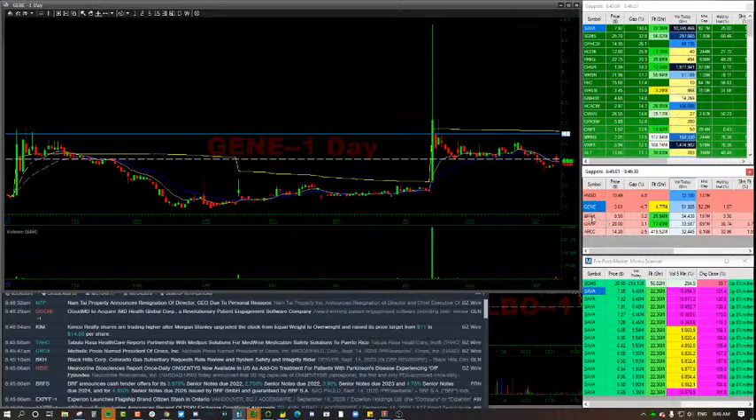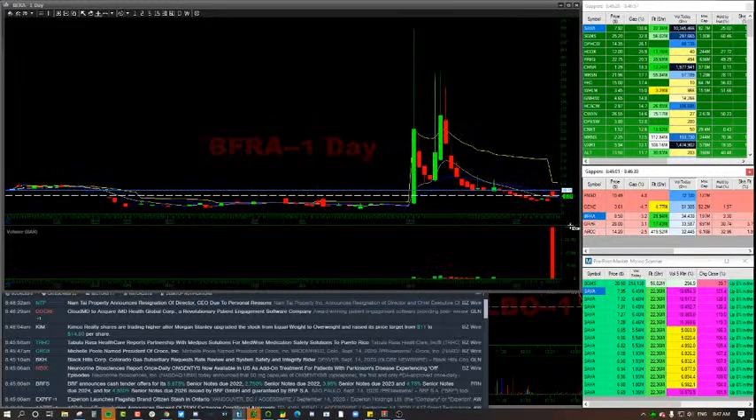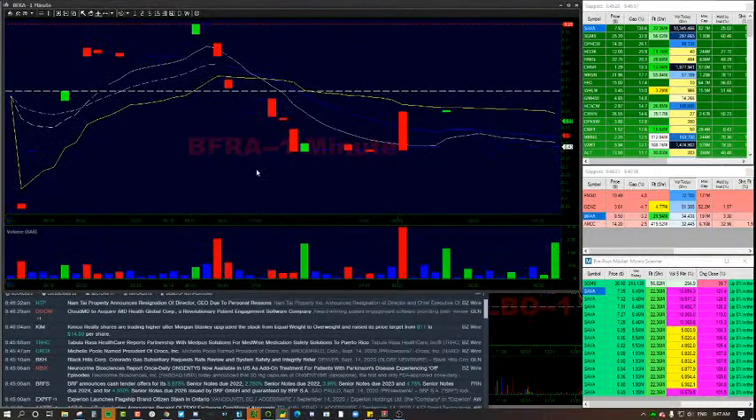Also, some of them tend to bounce, so you can keep them on your watch list. But they're pretty quiet. There's nothing going on here. SAVA and SGMO are the only stocks that are kind of moving.